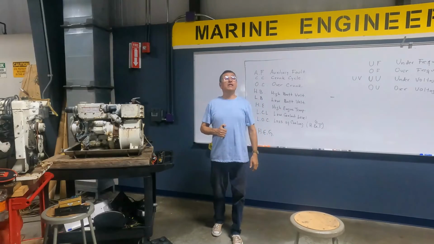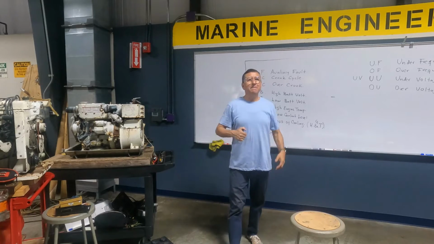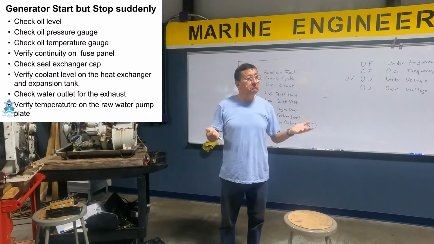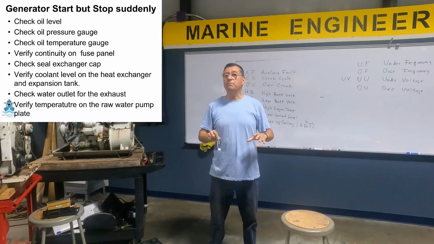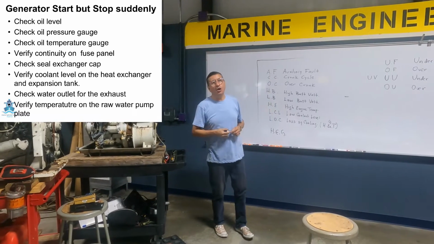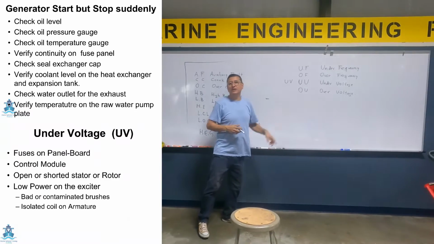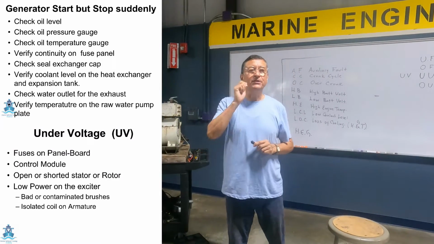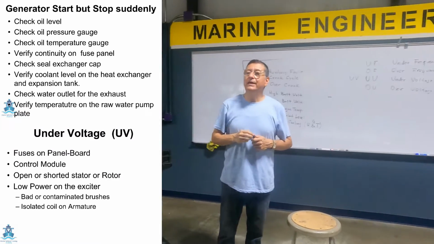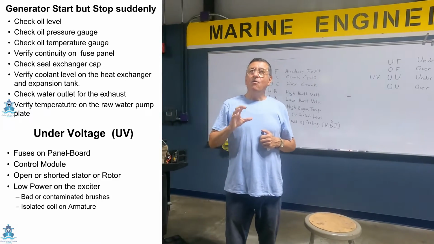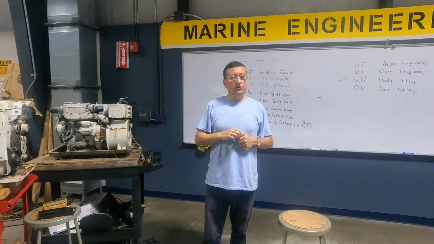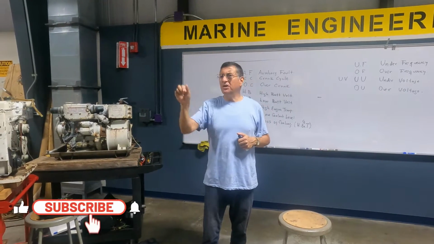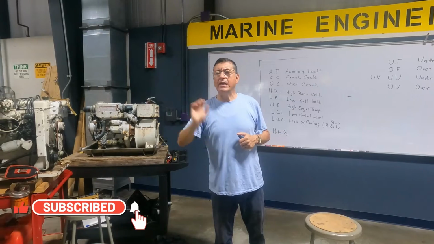Another very common problem is my generator is running, producing power, but suddenly stops, and the code is under voltage. What is the question that you need? The question is, okay, what about the load applied at the moment that the generator stops? Are all the breakers on? No, Mr. Lopez, it's only a couple of lights and one fan.